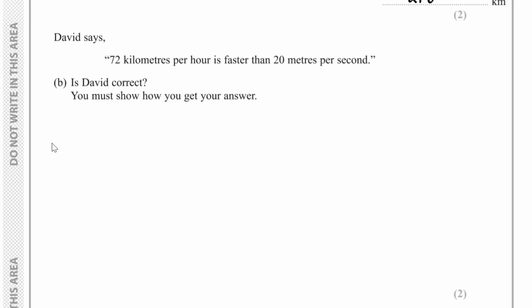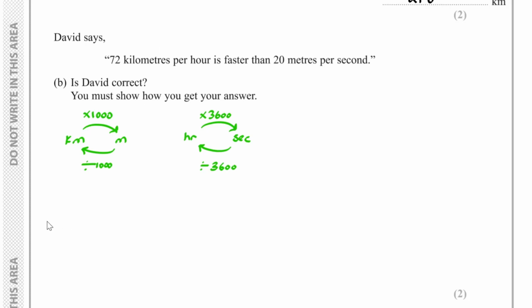If we write this down in full, to go from kilometers to meters, we would have to multiply by 1000. Meters to kilometers, we would have to divide by 1000. And also, to go from hours to seconds, we would have to multiply by 3600. Seconds to hours, we would have to divide by 3600.